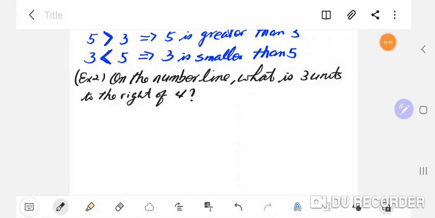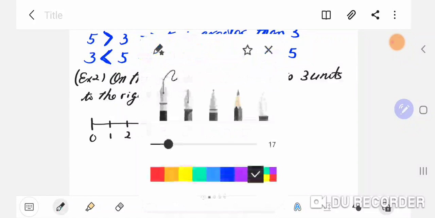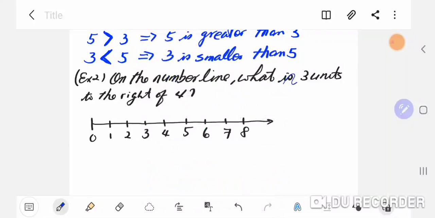Example 2. On the number line, what is 3 units to the right of 4? So let's graph a number line. This number line is for the whole numbers. Starting from 0, as you go to the right, the number increases: 1, 2, 3, 4, 5, 6, 7, 8, and so on. We want to find what is 3 units to the right of 4. Let's graph the number 4 first. So here it is, number 4.